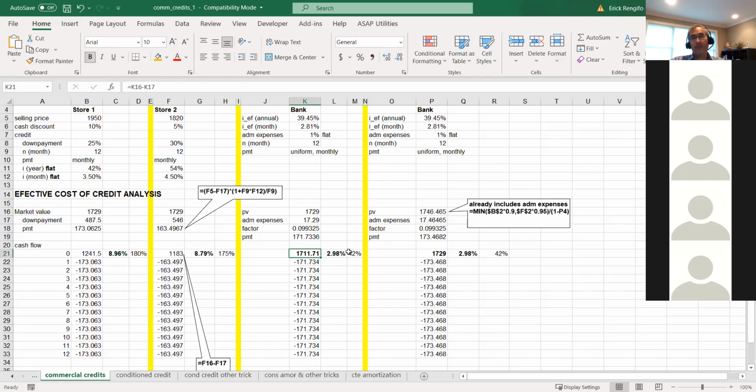Now your loan is this minus this. This is what you receive, and the 171 are the cash flows, and then you simply take the internal rate of return of this, and then you get 2.98. Of course, guys, which one do you select? And this is normally the case, guys. Well, you select the bank.